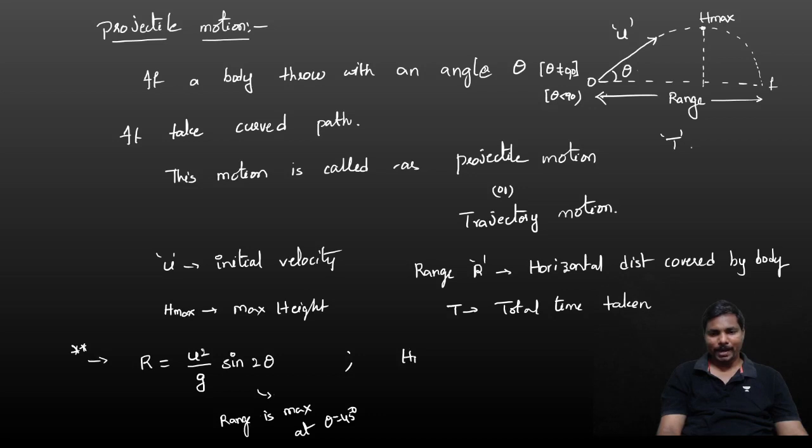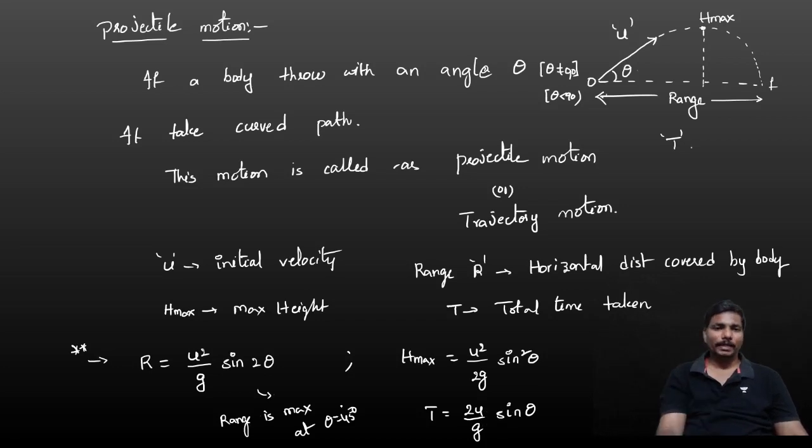And H max is U square by 2G sine square theta. And total flight time T is equal to 2U by G sine theta. So note down all these three formulas. R is equal to U square by G sine 2 theta. H max is equal to U square by 2G sine square theta. And T is equal to 2U by G sine theta.